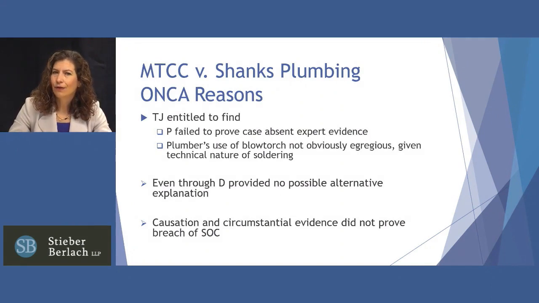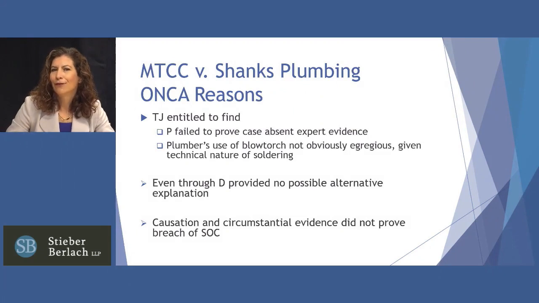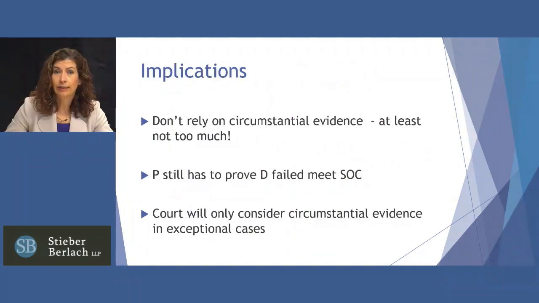And this is the case even though the defendant provided no possible alternative explanation as to how the fire was caused. And that's a little bit different, if you recall, from the Armstrong case that we just looked at, where the inference is that maybe defendants should be putting forward other evidence as to what other possible causes there could be for the injury that we know happened. In any event, in this plumbing case, the causation and circumstantial evidence did not prove a breach of the standard of care, and the Ontario Court of Appeal seemed quite unanimous and happy to confirm the trial judge's reasoning there.